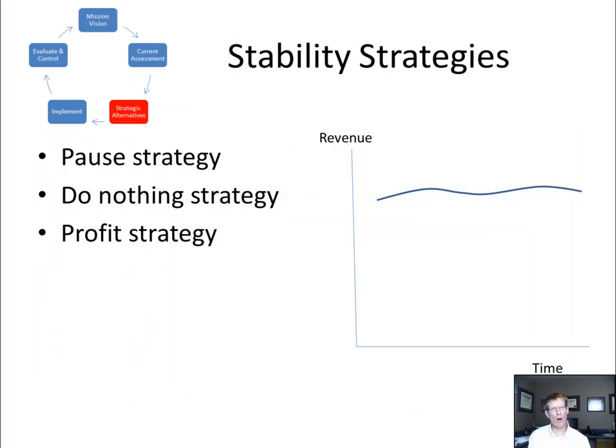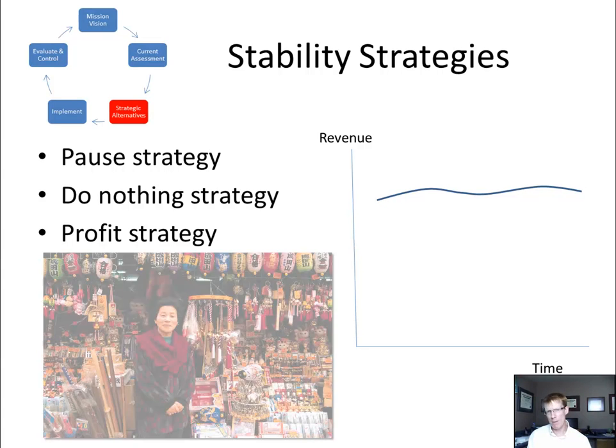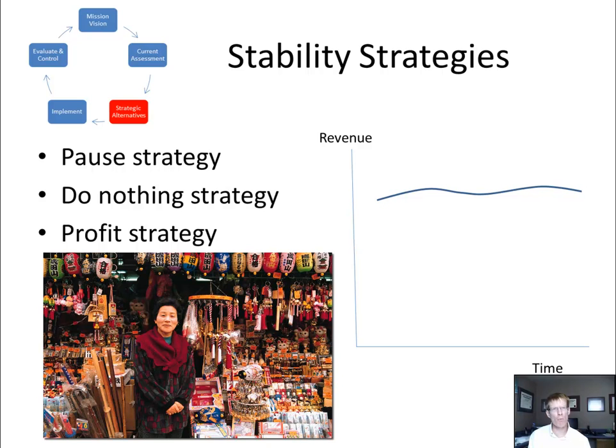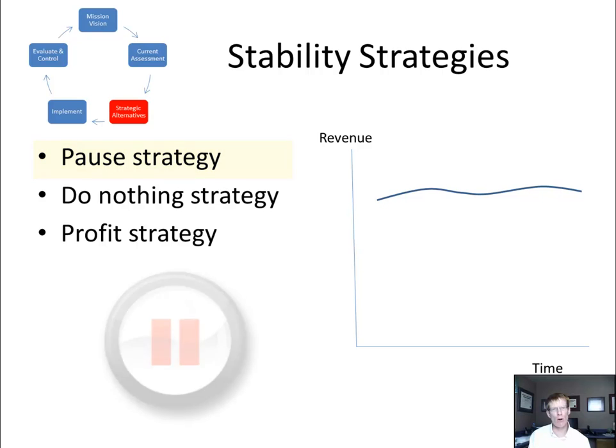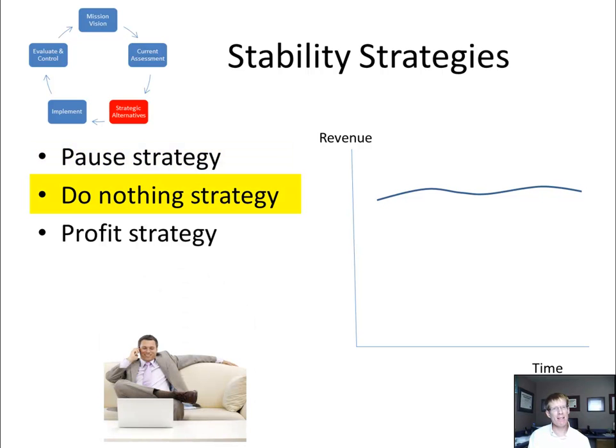Stability strategies are appropriate for those companies operating in reasonably predictable environments. Small business owners will often use this strategy once they have found a profitable niche to serve. A pause strategy is an opportunity to rest before pursuing another strategy. Only incremental improvements are considered. It's considered to be temporary until conditions warrant the next phase of growth. A do-nothing strategy is basically a continuation of the current operations for the foreseeable future. This strategy requires a stable environment and limited changes in competition.